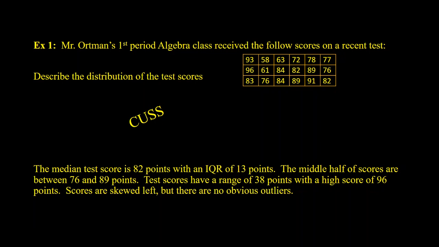So median test score is 82, that's my center. Spread, IQR of 13. IQR is a measure of spread. We go into a little more detail by saying the middle half of scores are between 76 and 89 points. Mentioning the range is another measure of spread. Okay, scores are skewed left, that's the shape. And there's no obvious outliers, that's the unusual.